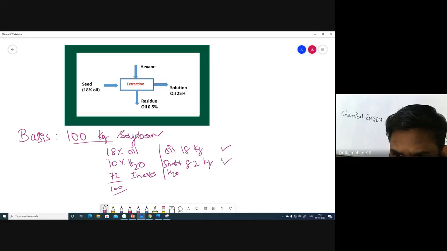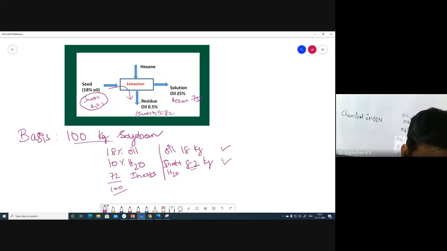Whatever is the inert, will the solution contain it? No, this solution contains only 25% oil and 75% hexane. So that means the inert plus water present in the seed will be present in the residue. So the same amount of inert plus water that was entering, that is 82 kg, will be present in the residue. That we should understand.